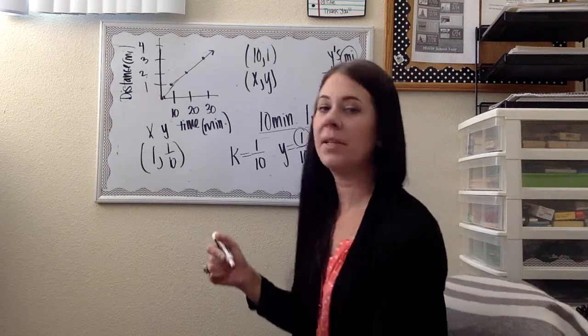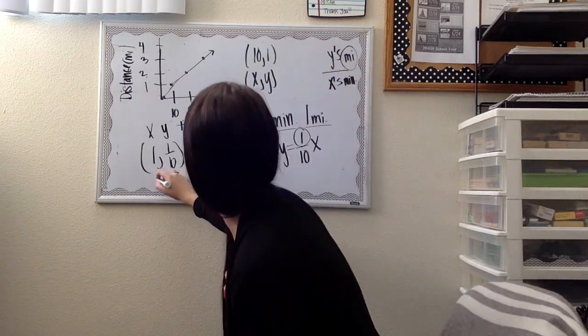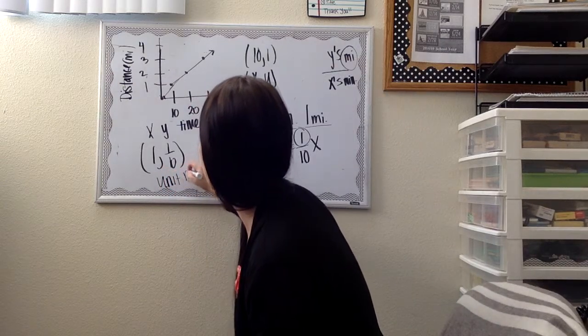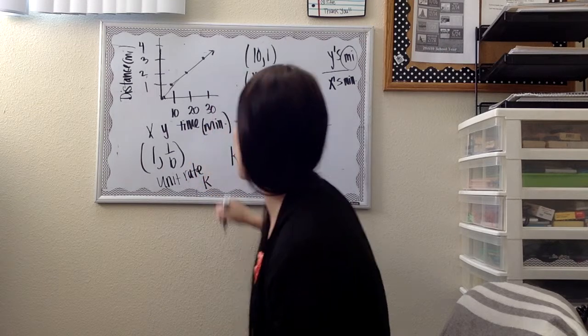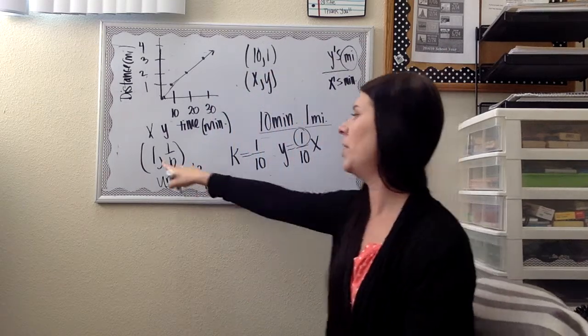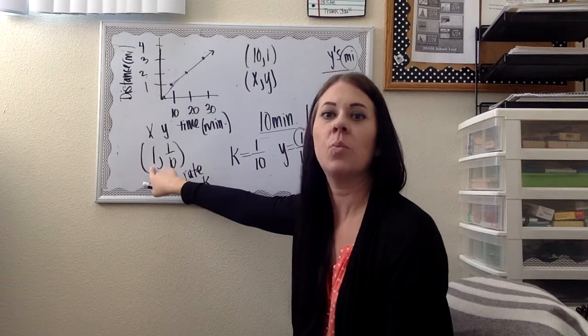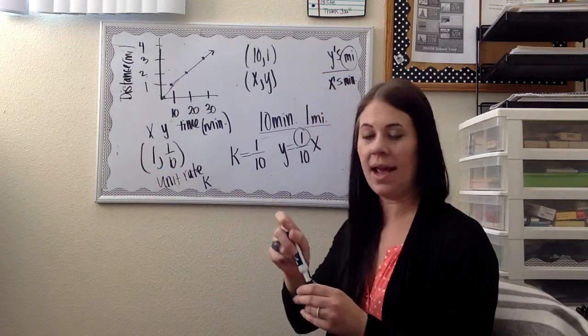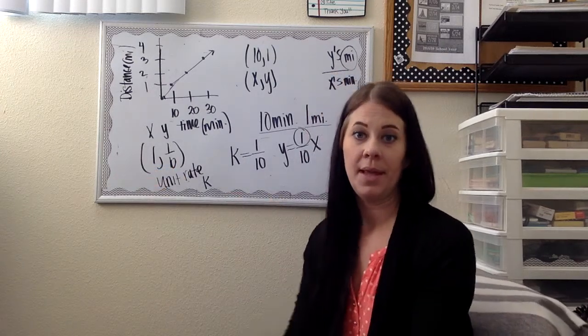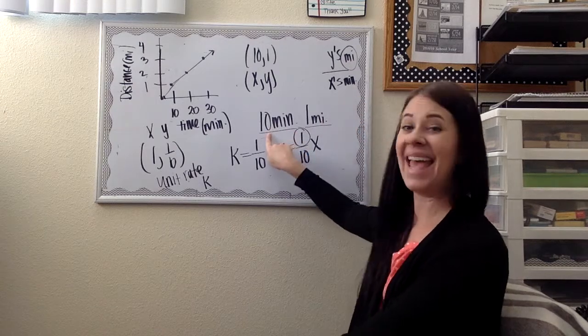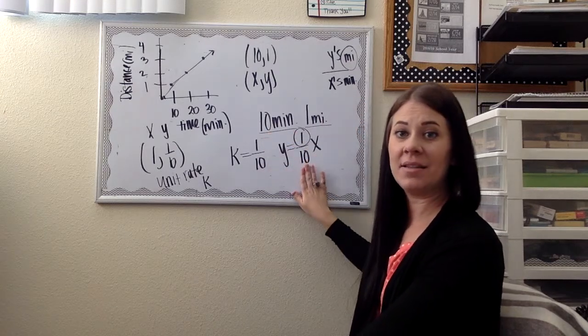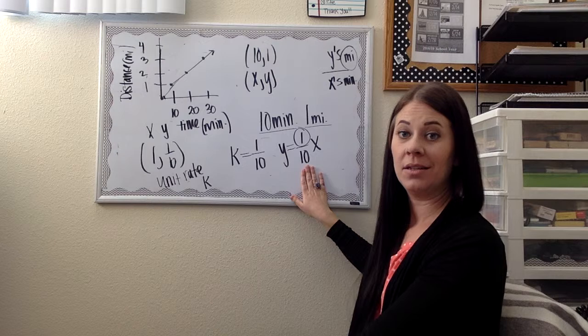That's also called, please write this down and let's not forget this word, this is your unit rate. This is where your K comes from. Your K comes from what you do when x is 1. In this situation, we had x as 10. That's why we had to do some math here.